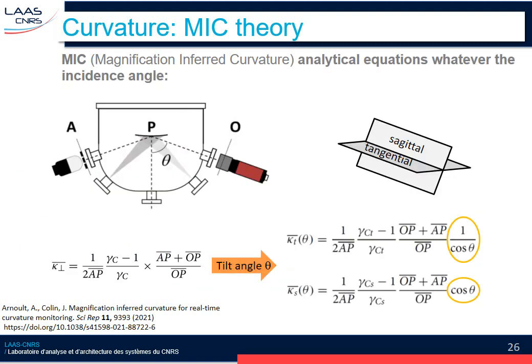This is another configuration in which you can use this tool. So now it's a tilted configuration where there is an angle theta here. There are two planes, the sagittal and tangential plane, and you will have to apply correction factors, which is 1 over cos theta if you measure your corrected magnification in the tangential direction, or cos theta if you measure this camera magnification in the sagittal direction.